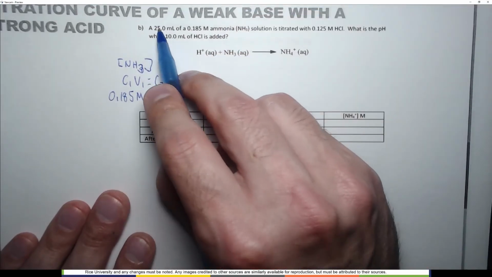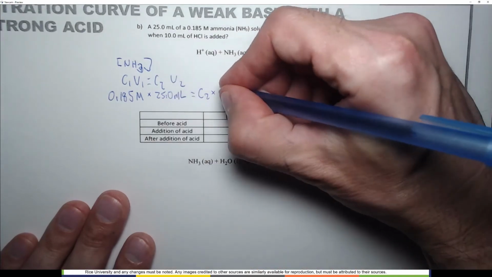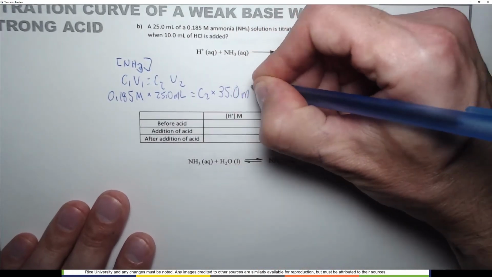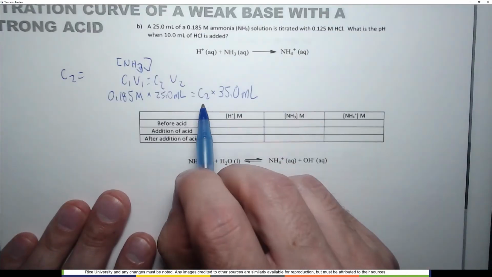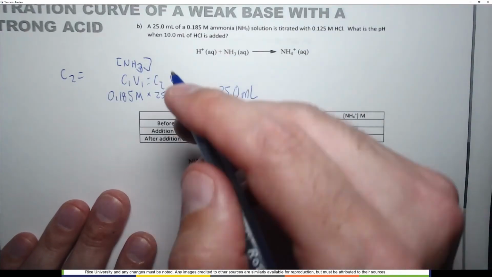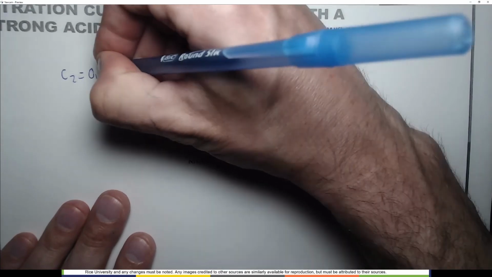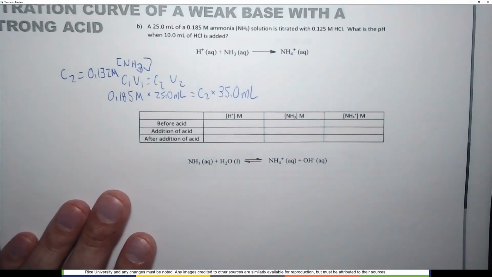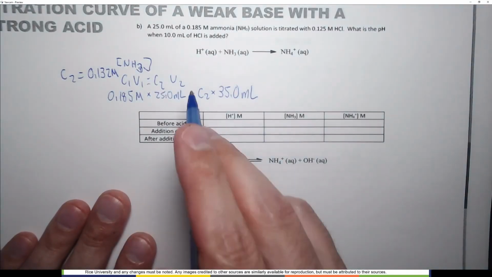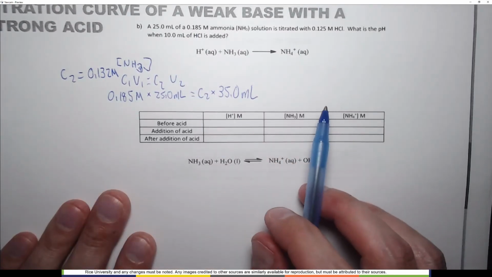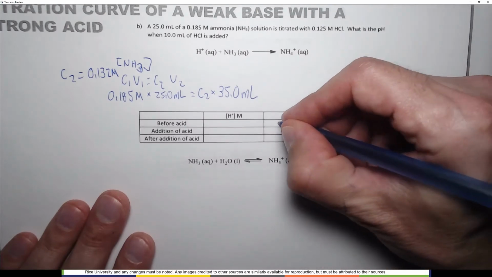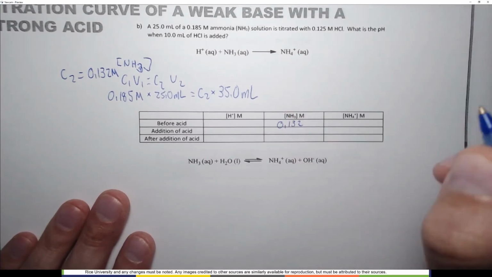And the final volume is 25 plus 10, which is 35 milliliters. And when I do that, I find for NH3, C2 is equal to 0.132 molar. All right, so we've decreased the concentration from 0.185 to 0.132. So before the acid is added, this is 0.132 molar.